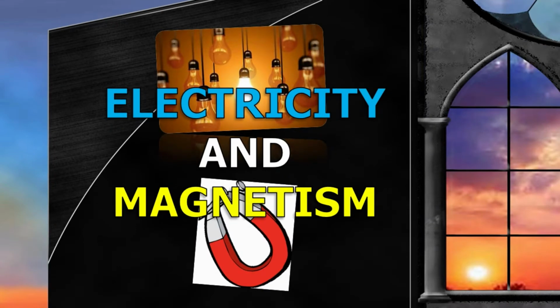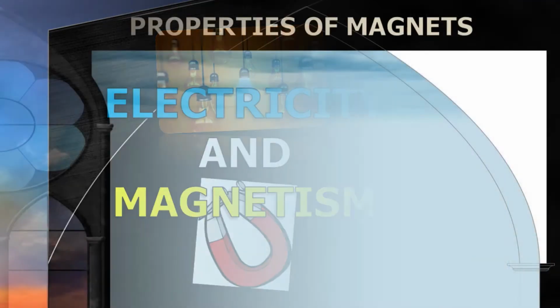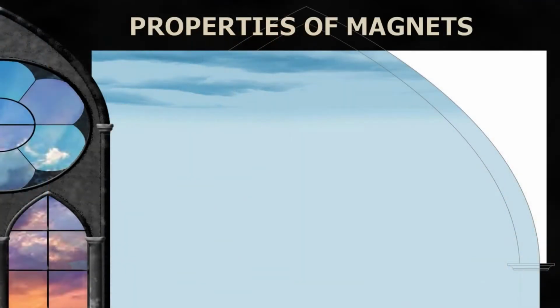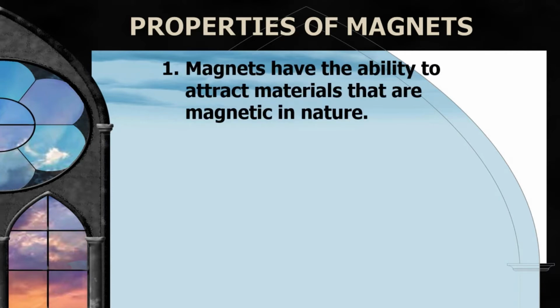Today we're going to discuss electricity and magnetism. Let's have first the properties of magnets. So the first one is magnets have the ability to attract materials that are magnetic in nature.